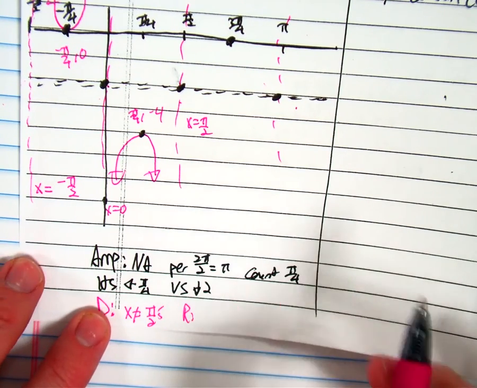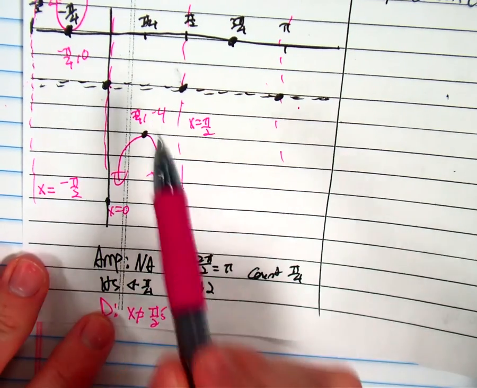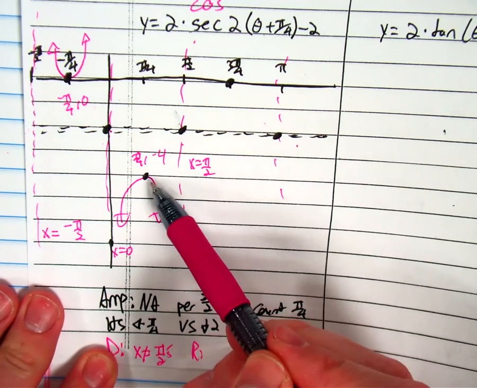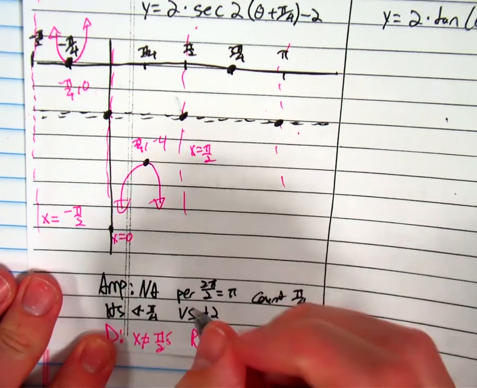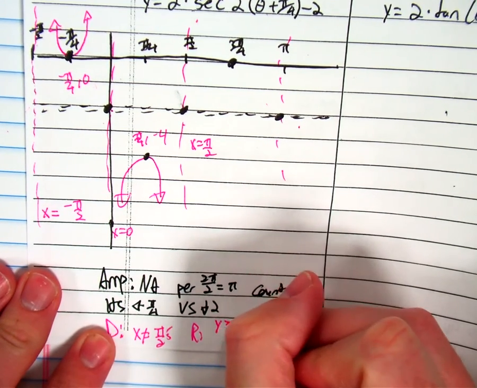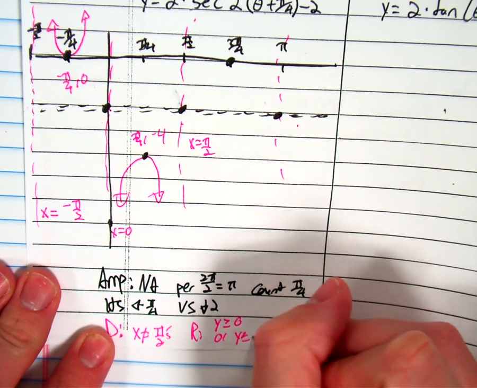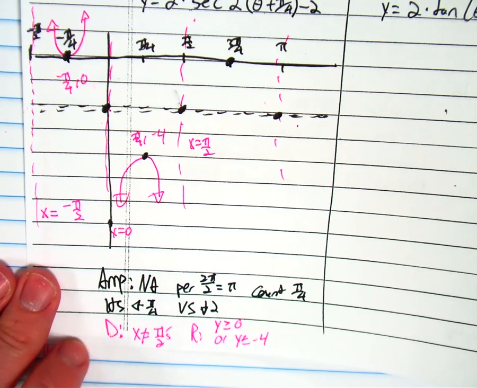Your range is also a little bit tricky because these are split. It's zeros and going up, or negative 4s and down. So we are y's greater than or equal to 0, or less than or equal to negative 4.